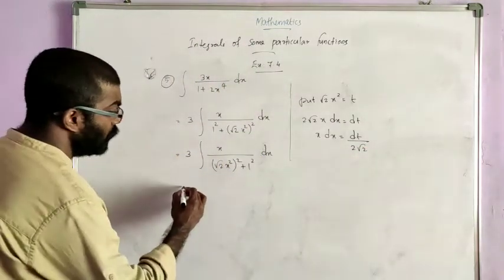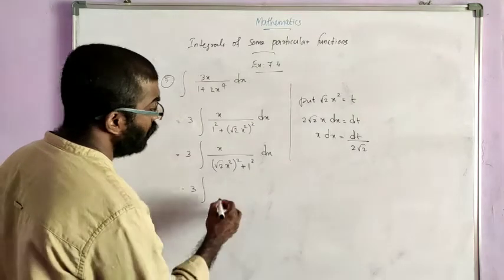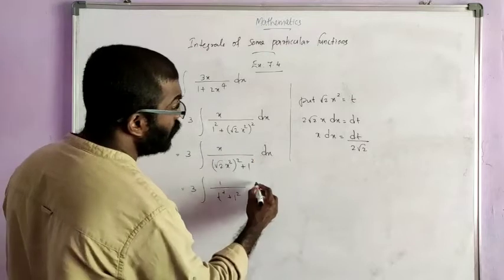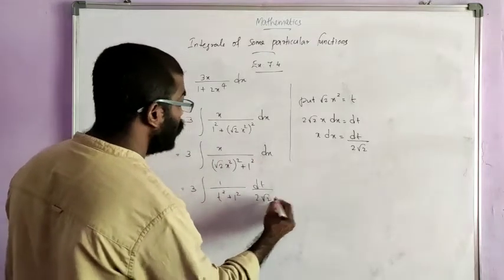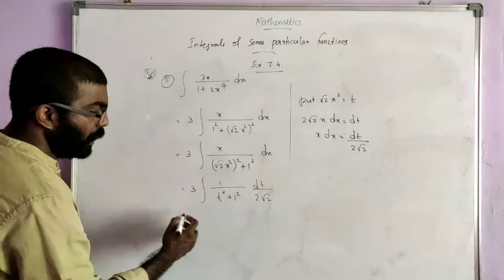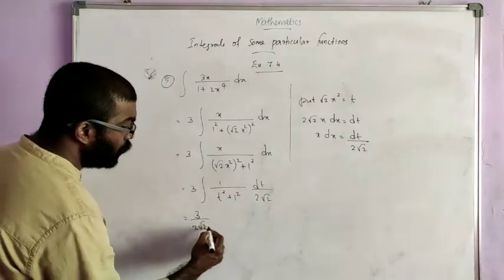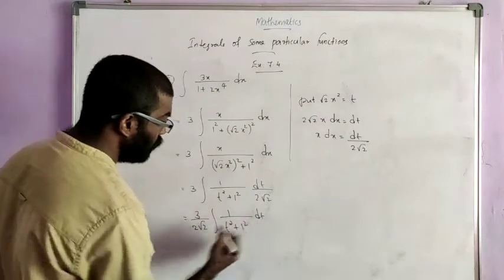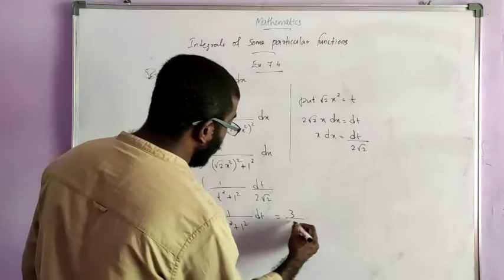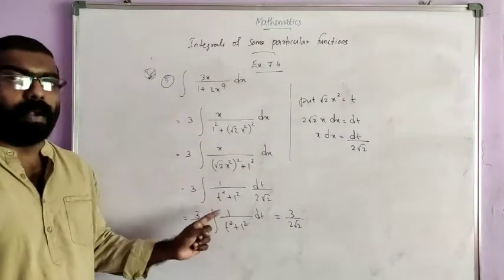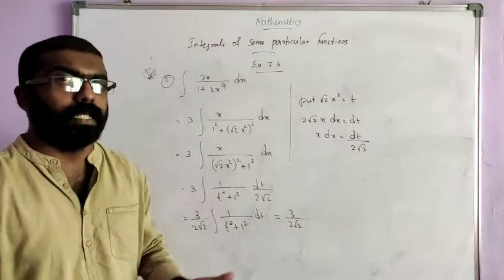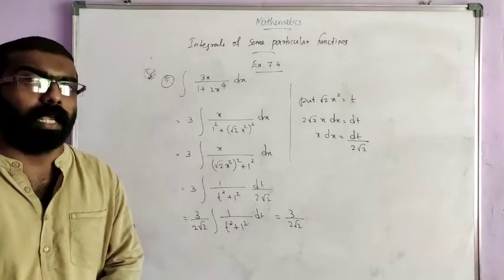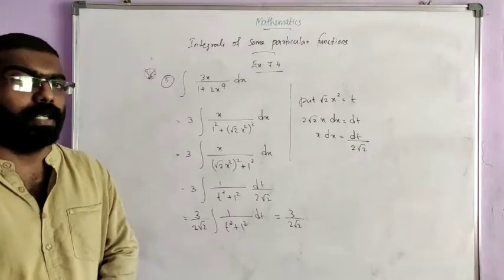So here 3 into integral 1 by t square plus 1 square and x dx is dt by 2 root 2. This 2 root 2 we can take it out. So 3 by 2 root 2 into integral 1 by t square plus 1 square dt. That is 3 by 2 root 2, integral 1 by x square plus a square. What is integral 1 by x square plus a square? 1 by a tan inverse x by a.